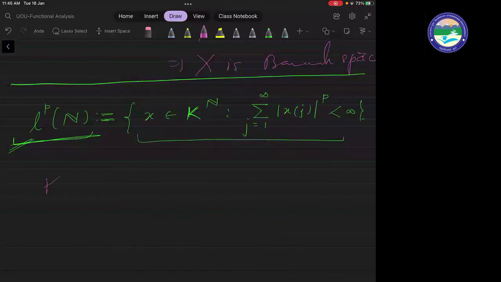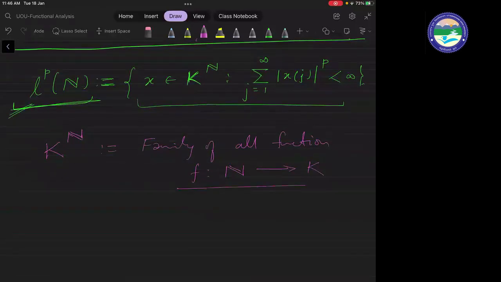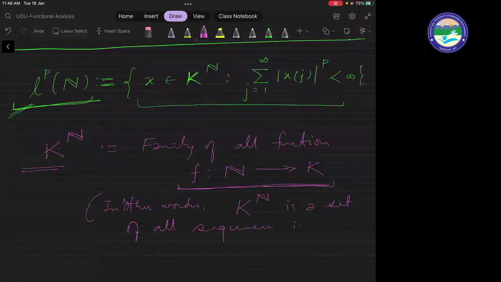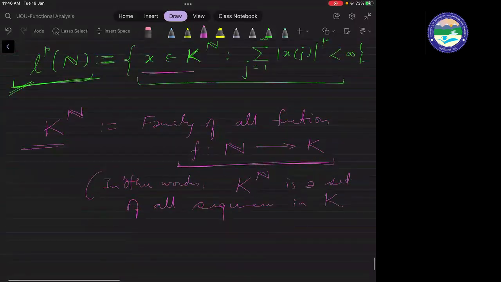So as I told you, this is the notation for the family of all functions f from N to K. और आज हमने शुरुआत में ऐसे functions का एक नाम दिया. क्या नाम दिया था बताइए? Sequence. So this means K^N is the collection of all sequences in K. In other words, K^N is the set of all sequences in K. So when I say x belongs to K^N, this means x is a sequence.